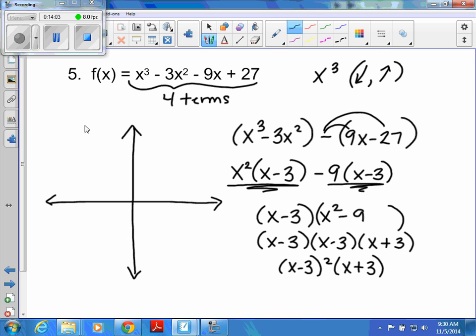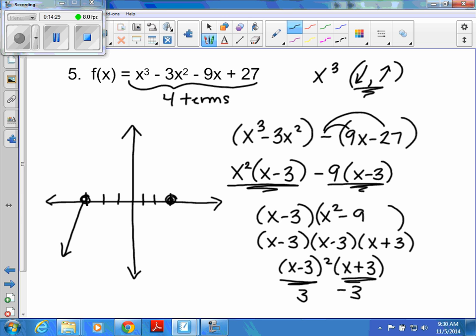And why am I factoring? I'm factoring so I can figure out where it crosses the x-axis. It crosses the x-axis at a positive 3 and at a negative 3. Those are the only 2 spots that it crosses the x-axis. Okay, are you ready to graph it? I know I start down, because of my end behavior.